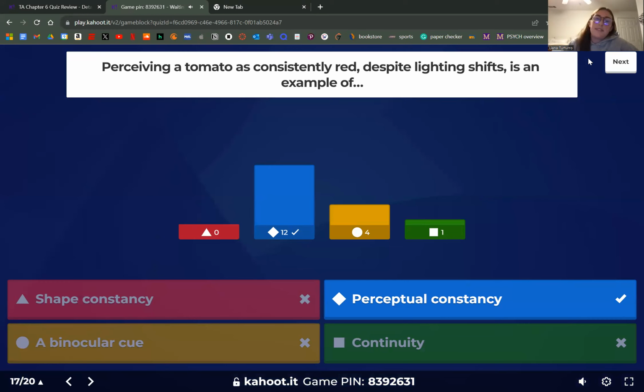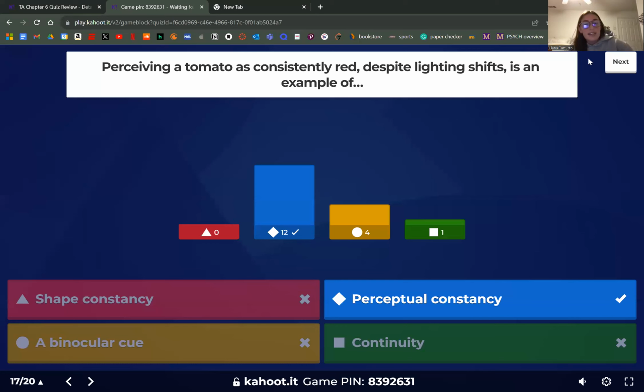Yep, that one is perceptual constancy. So that just means that you're perceiving an object as unchanging no matter the situation that it's in. So no matter the brightness of the room, the size, but all of the other aspects of the object are the same. And so you can still recognize it in like a different lighting scenario.